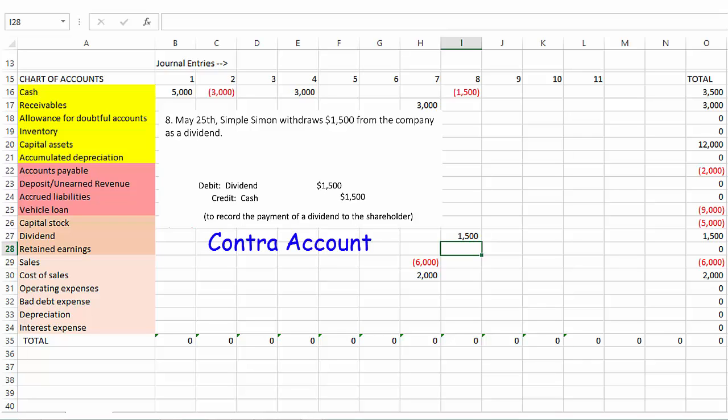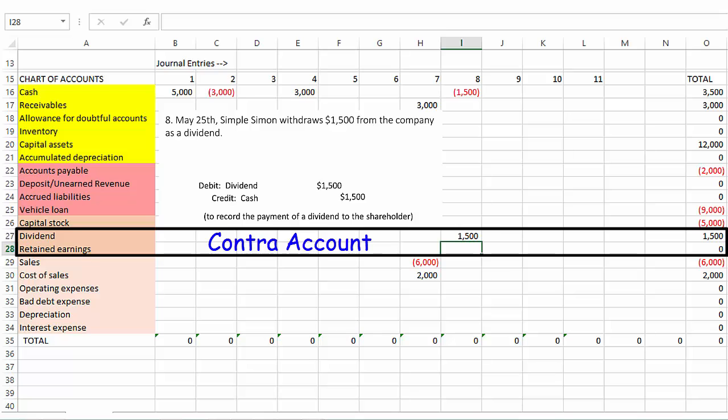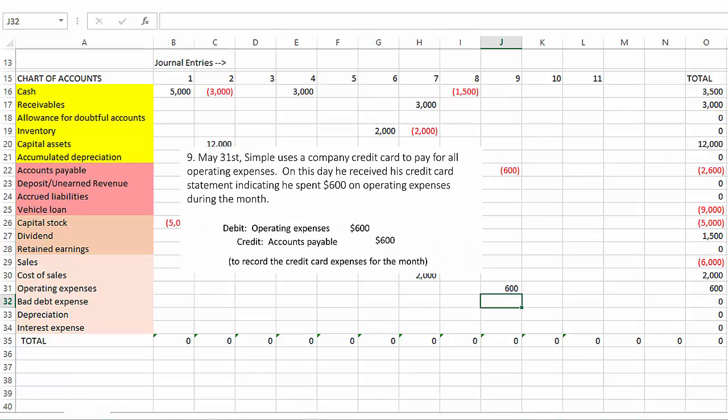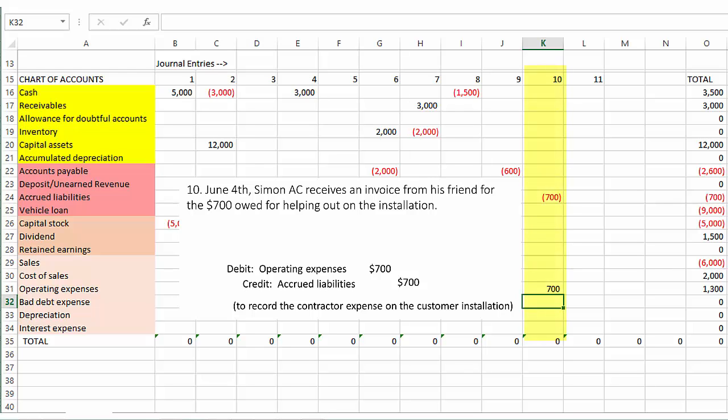Do you remember what a contra account is? Yeah, it means something that gets presented together on a net basis. The ninth entry was to record our credit card charges incurred during the month, but unpaid at month end. Our tenth entry picks up on the accrued liability for services supplied to the company during May, but for which the invoice had yet to be received by May 31st. A credit to accrued liabilities and a debit to operating expenses.